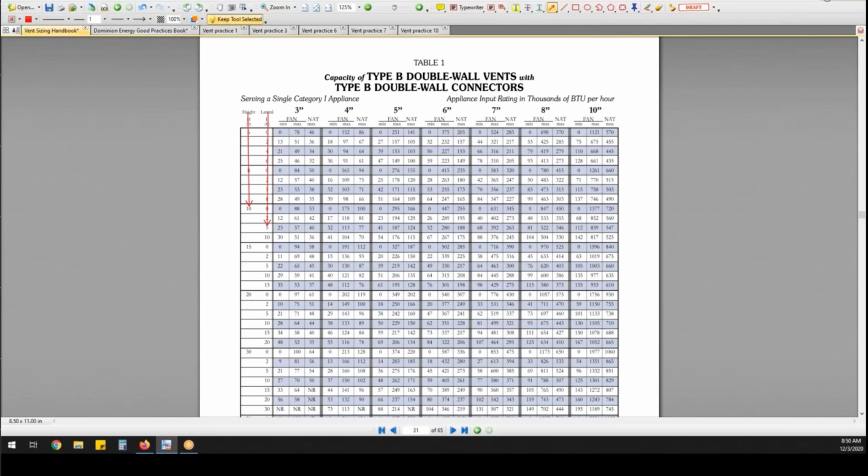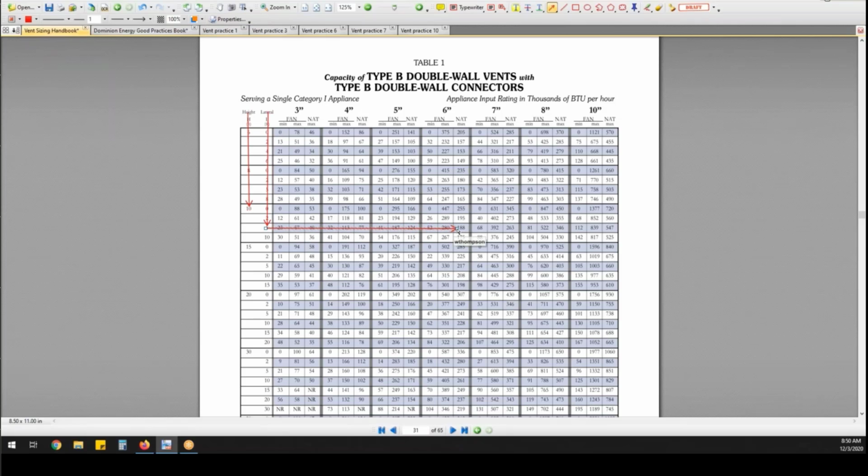So let me get my little arrow going. If I come across to a 3-inch natural, that will only handle 40,000 BTUs. That's not big enough, right? So let's go look at a 4-inch. That'll only handle 77,000 BTUs, okay? Let's go look at a 5-inch. Again, in the natural column, that'll only handle 124,000 BTUs.